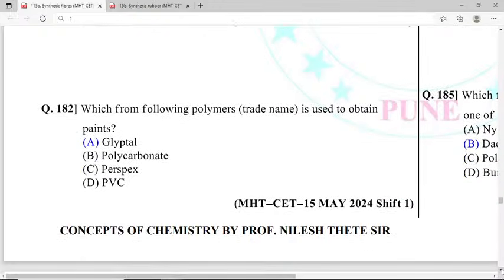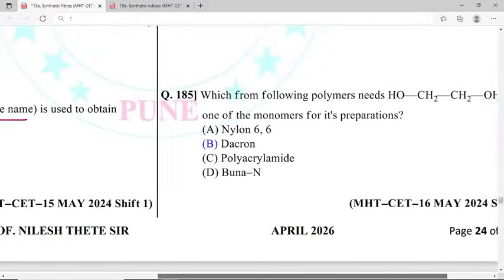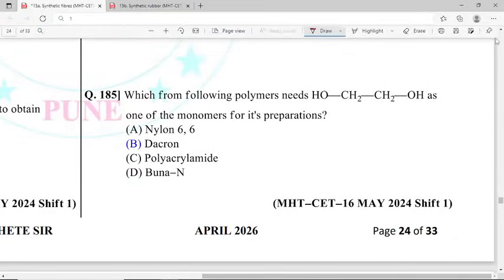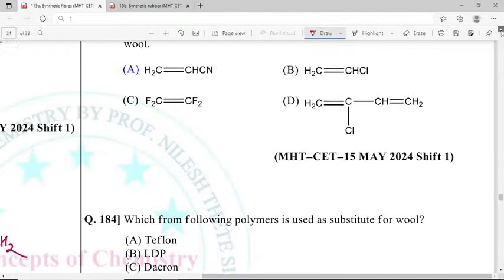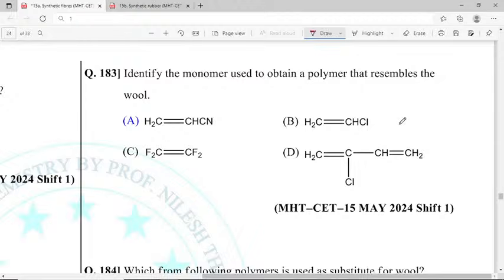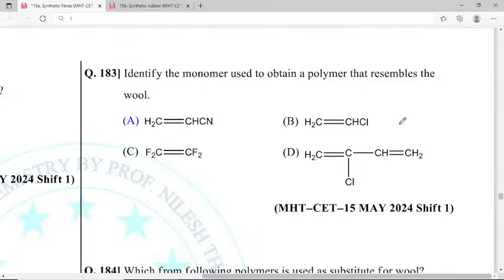Which from the following polymer trade names is used to obtain paint? Glyptal. Glyptal is a polymer used for making paints. At the end of your chapter before the exercise there is one table. In that table there is written the monomer, polymer and application use. In that, glyptal is written. Please see the textbook.